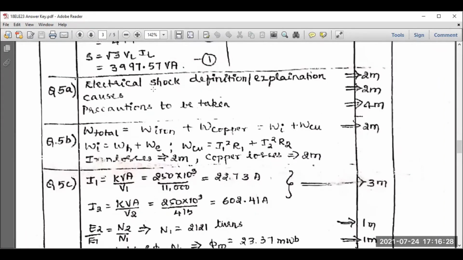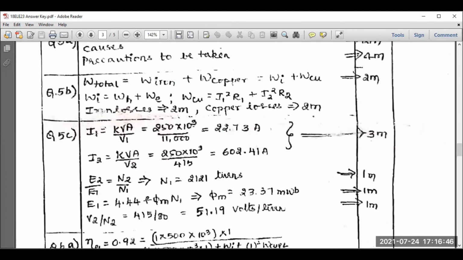See, for 5A, as I said, you have to mention the definition of shock and the explanation. You can write it very clearly, underlining the valuable points. Definitely you will get full marks. And for the losses of a transformer, write the equations also; copper loss and core loss, you have to mention clearly.